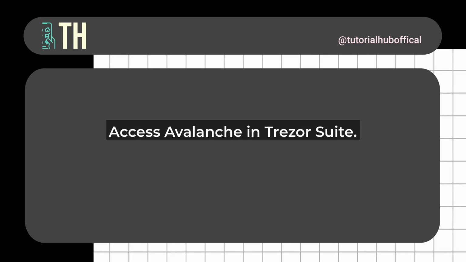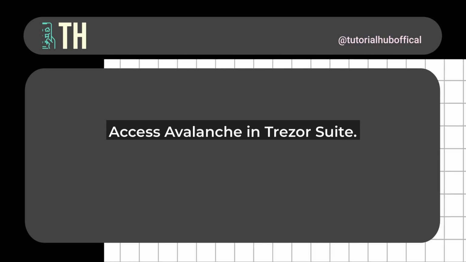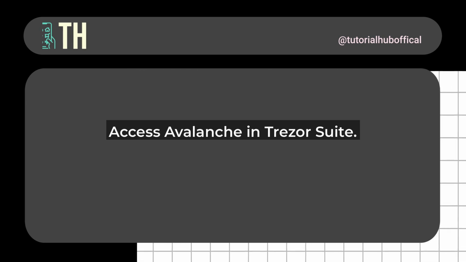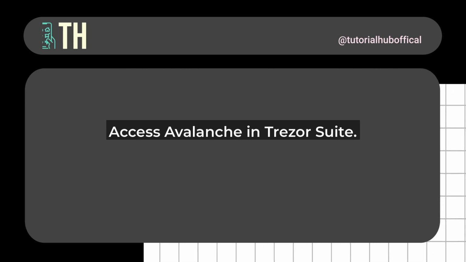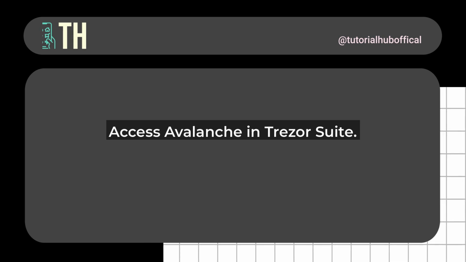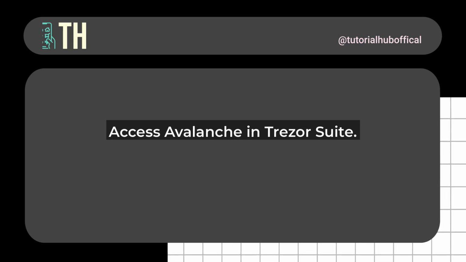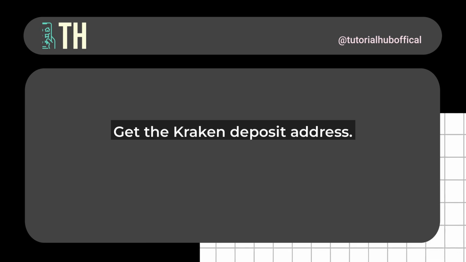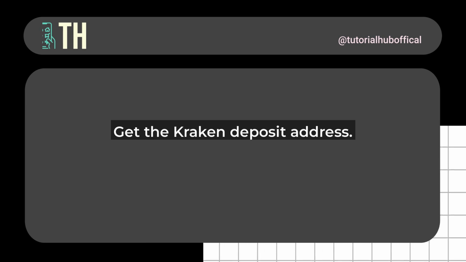Step 1. Open the Trezor Suite app and ensure your device is recognized. Navigate to the Avalanche section in the wallet interface. This is where you'll manage your AVAX holdings. Step 2. In Trezor Suite, select the Send option for your Avalanche. You'll need the recipient address, so let's get that from Kraken next.